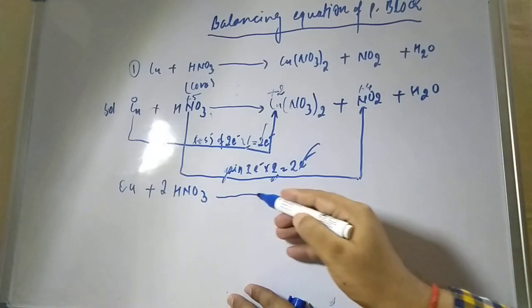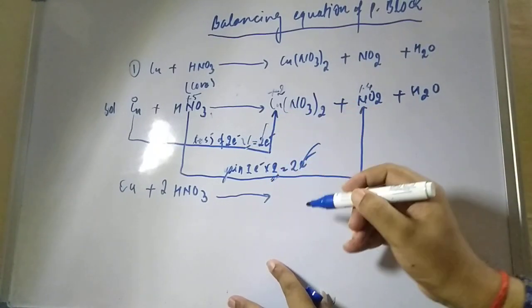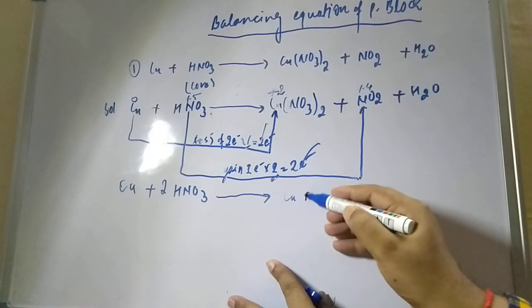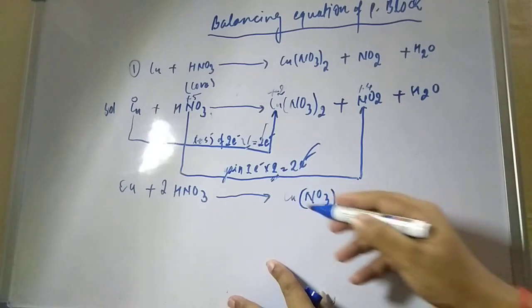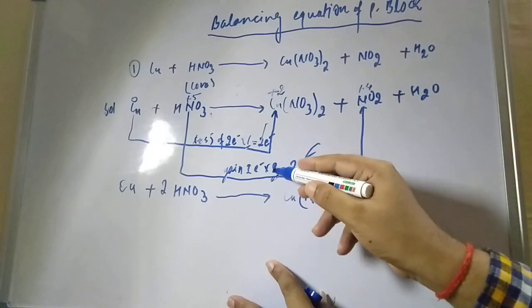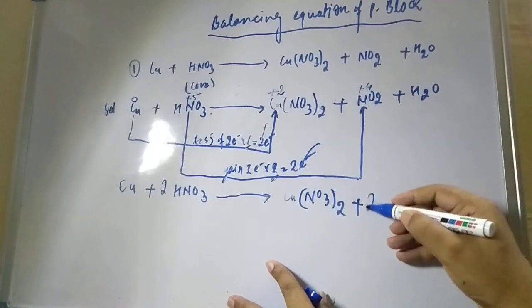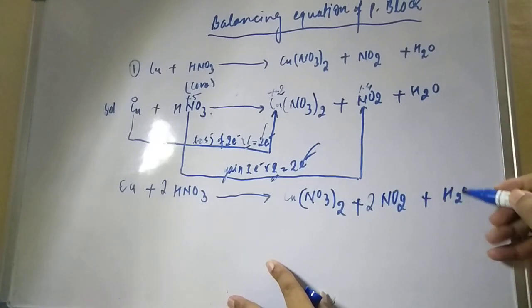2HNO3. Now, student, you see this one multiplied by 1, so copper nitrate will also be 1 only, CuNO3, this is 1 molecule, plus here, 2 is the coefficient, so 2 is coming this side, so 2NO2, there is no problem, plus the water molecule.